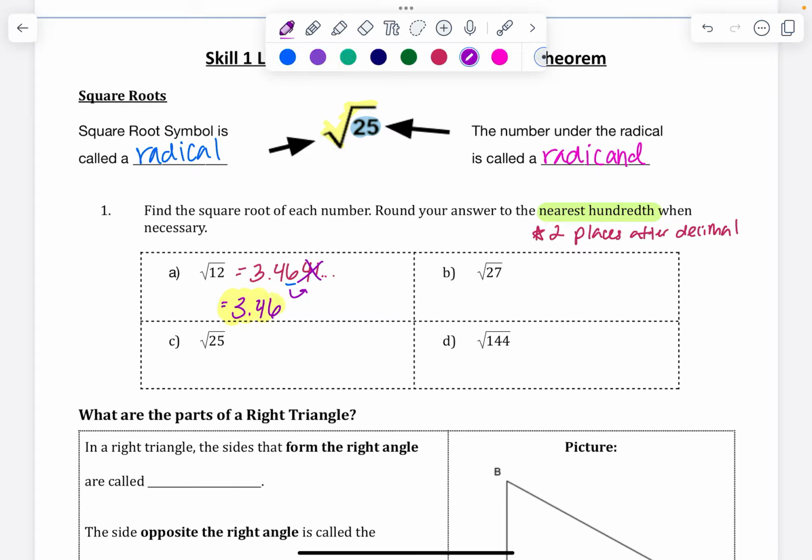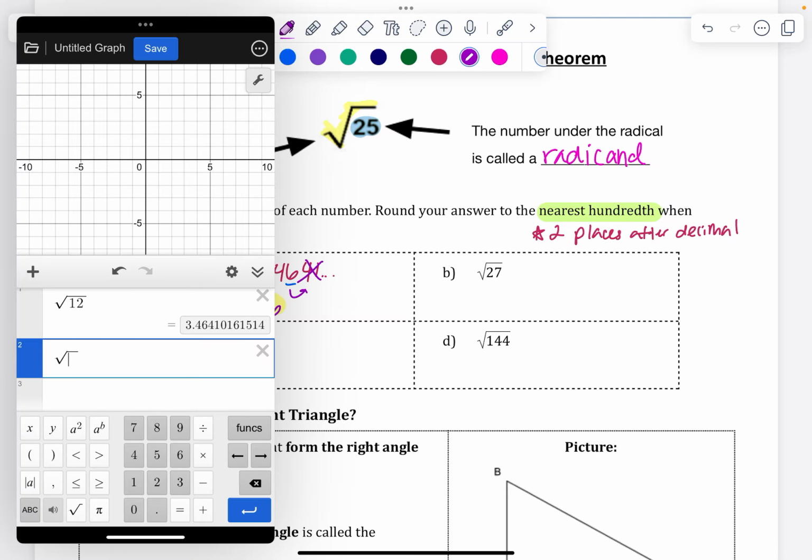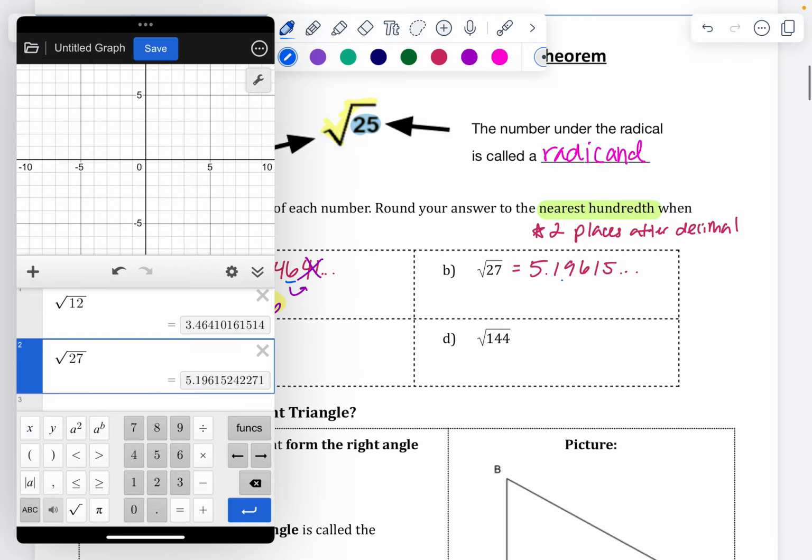Okay. Same thing, let's try the radical of 27. Right, that gives us 5.19615 dot dot dot dot. Right, same exact thing. I'm rounding to the nearest hundredth, so 2 places after the decimal. So I'm looking to see if I round up the 9. Right, same exact process, guys.